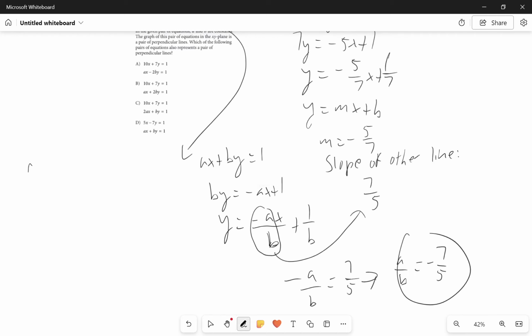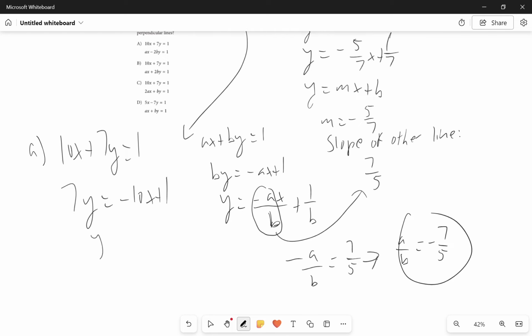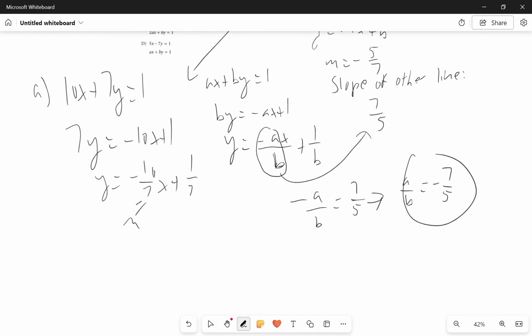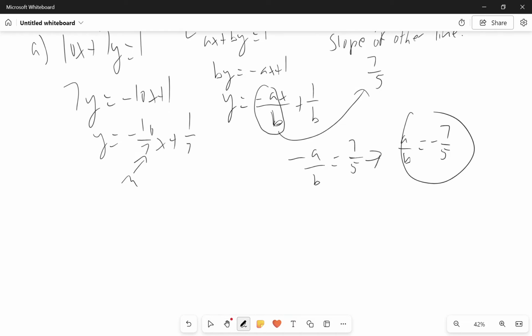Let's start with A. We have 10x plus 7y equals 1. So 7y is equal to negative 10x plus 1. y is equal to negative 10/7 x plus 1/7. So that's m right there. And we want the opposite reciprocal of that, which is positive 7/10. The slope should be positive 7/10.